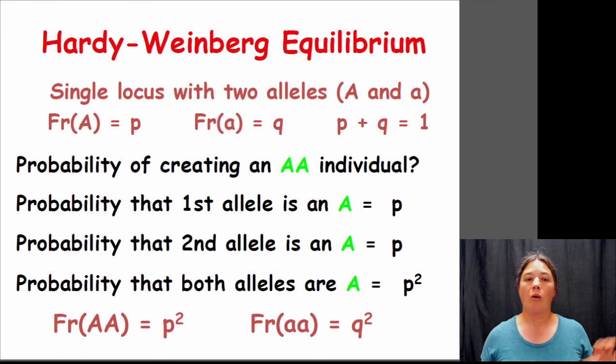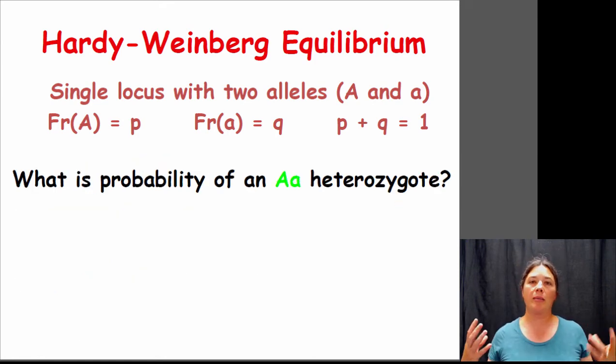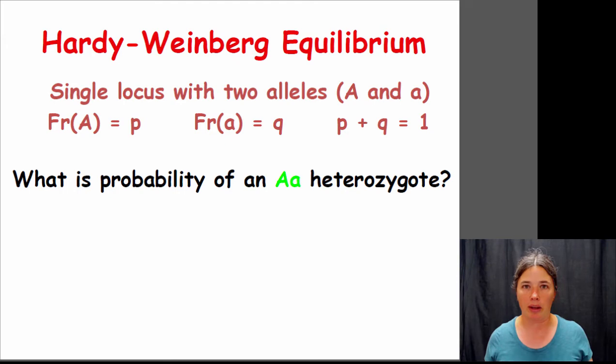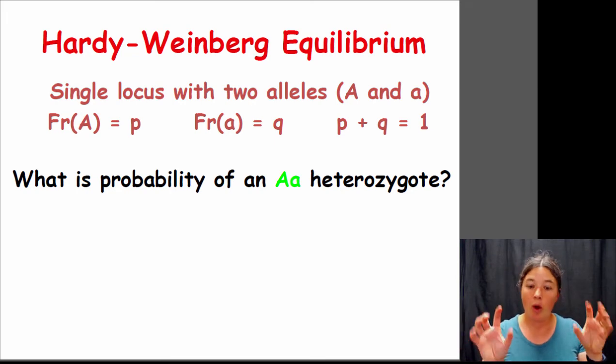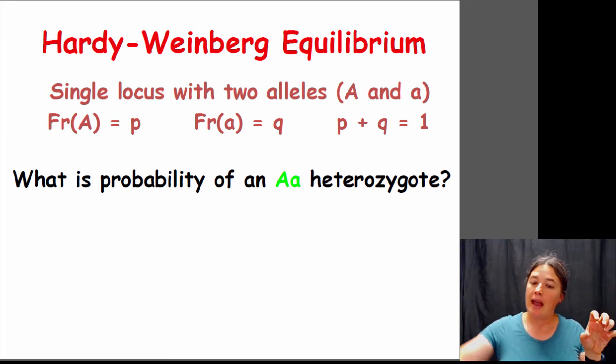Okay. Now, let's consider a slightly more interesting scenario. Let's look at a heterozygote. All right, so what's the probability of becoming a big A, little a heterozygote? Well, there's 2 ways to get there. So you can either get a big A from your mom and a little a from your dad, or you can get a little a from your mom and a big A from your dad.